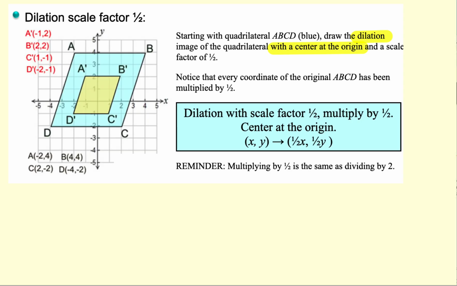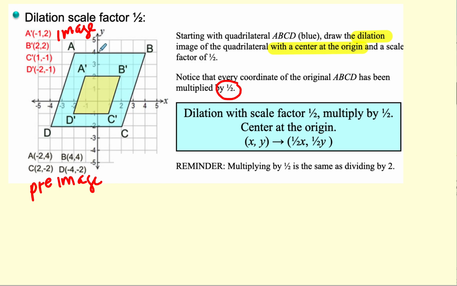Let's take a look at a dilation scale factor of 1/2. So our original right here, this is the pre-image, and the pre-image looks like a parallelogram. And our rule, again, center of dilation at the origin, we're going to multiply by 1/2. So each one of these x and y coordinates will be multiplied by 1/2. This will be our image. And after we graph it, we can see that it is smaller. And these sides will be 1/2 as big as the original.